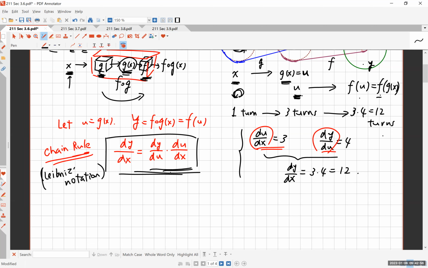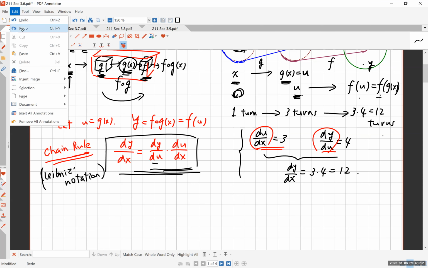But another thing to notice here is that these derivatives sort of look or behave like fractions, right? So you see the du's cancel each other, causing you to have dy dx. So that's another way to take a look at or to analyze these.